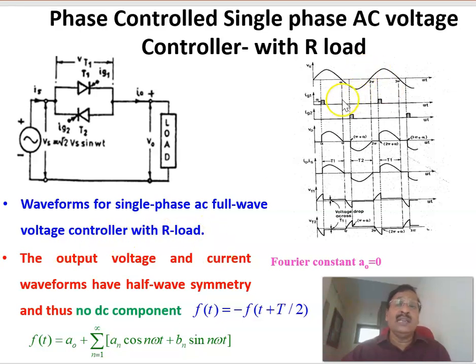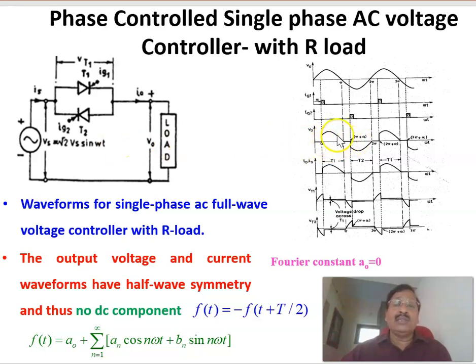This control technique is called phase angle control. We are controlling the firing angle, or the phase angle, and thereby varying the RMS value of the output voltage. Therefore, this is the output voltage, and the RMS value of this output voltage can be changed by changing the firing angle alpha.